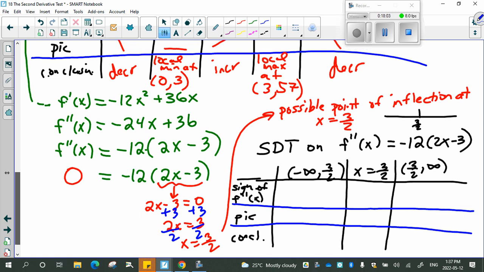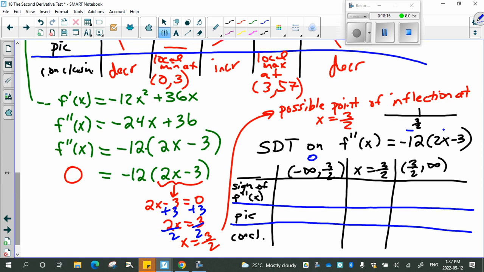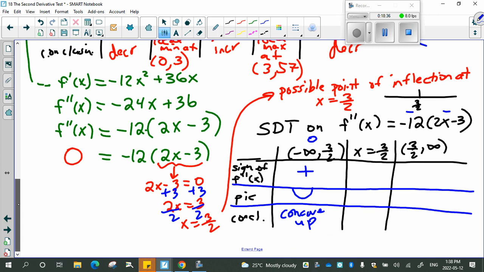So we always want to pick easy points. An easy number between negative infinity and 1.5 would be 0. Does everyone agree with that? So this negative 12 is going to stay negative, and this is going to be negative because it's 0 minus 3. So overall it's positive, and in this case that means concave up. Here's my picture, a smile. And my conclusion is concave up.